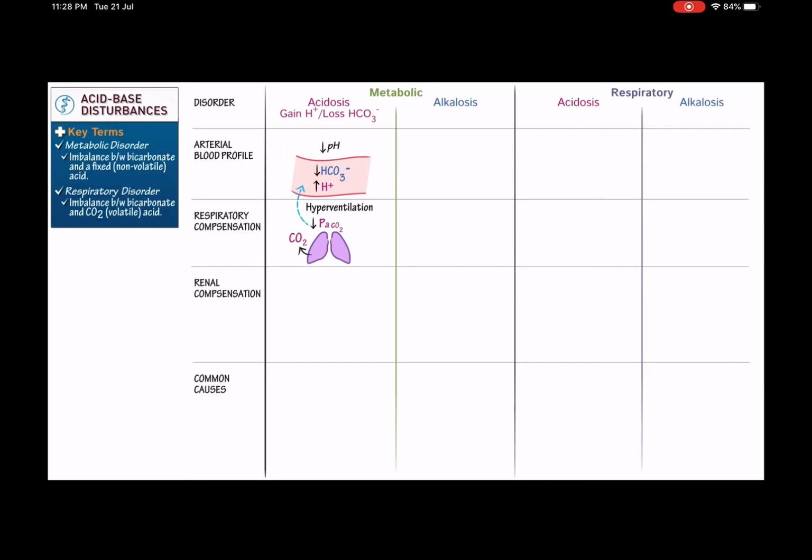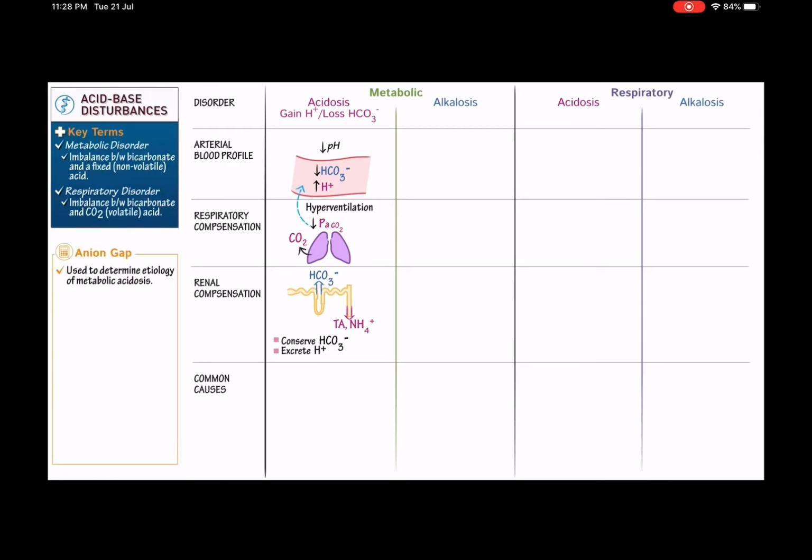Though slower to respond, renal bicarbonate conservation and acid excretion produce a more effective and longer-lasting pH elevation. To illustrate this, draw a nephron and indicate that bicarbonate reabsorption and titratable acid and ammonium excretion increase. Thus, bicarbonate is conserved and hydrogen ions are excreted. Before we list the common causes of metabolic acidosis, we need to understand the anion gap.